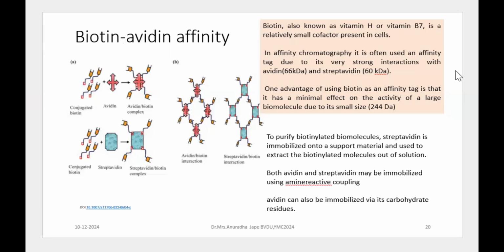In the slide that you are seeing, you have another example, that is biotin avidin. What is biotin? We know that it is one of the vitamins which is called vitamin B7, or also known as vitamin H, right? So this is produced by the cells, and it is known to be a very important cofactor in many of the biochemical enzymatic reactions in the body.